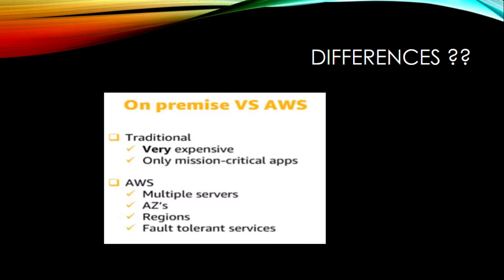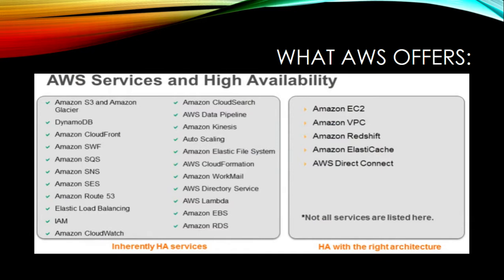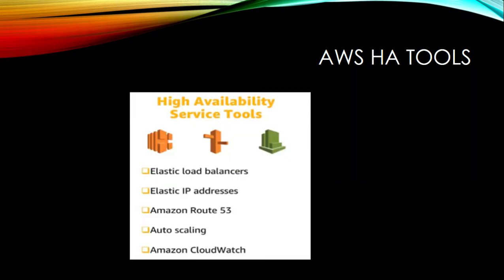You can see what services AWS offers that are inherently highly available and which are highly available with the right architectures. That's the key here, right? So let's take a deeper look into some of the specific services that can assist in ensuring high availability. We will talk about elastic load balancers, elastic IP addresses, Amazon Route 53, auto scaling, and Amazon CloudWatch.